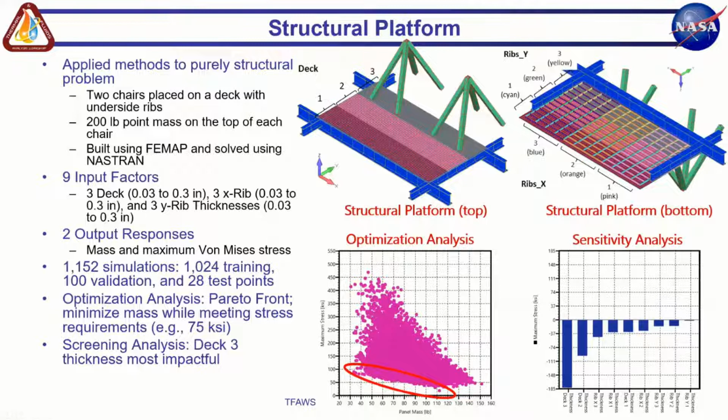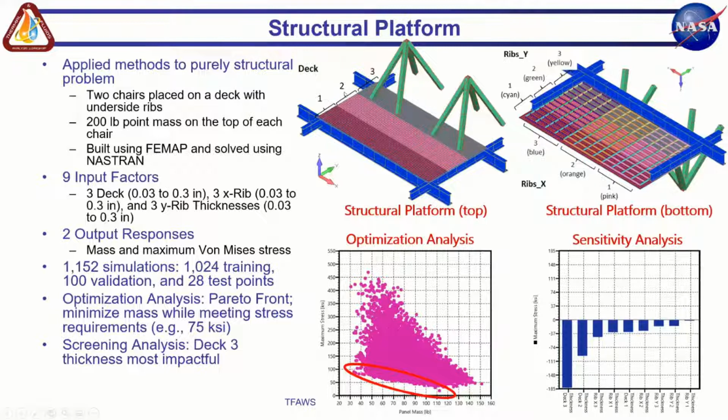Another thing that we're able to quickly do, again, just leveraging the speed of a ROM, is looking at sensitivity analyses. So given our maximum stress, what's the biggest driver to that stress? We have screening analyses or sensitivity analyses that allow us to very quickly look at that. And what we found is that the thickness of deck 3, right underneath these chairs, is the most significant player on maximum stress. So the thicker we can make that, the better.